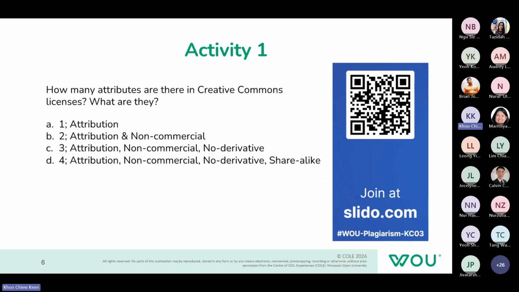Before I start, let's have an activity. Do you roughly know how many attributes there are under the Creative Commons license? Do you know what they are? Anyone? Should be 4, Guru. You can actually scan through this. Use this QR code to get to know the answer.